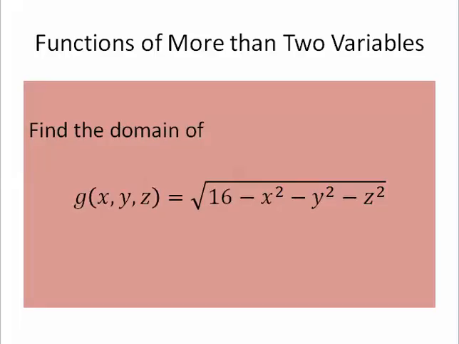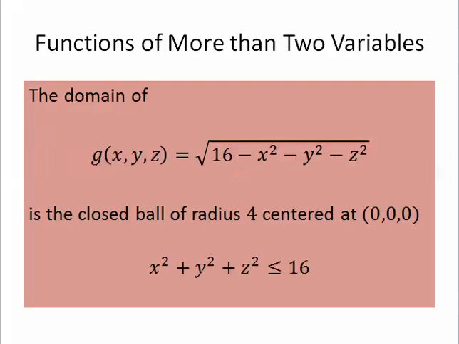Let's find the domain of this function of 3 variables. Again, underneath the radical, it has to be either positive or 0. And so the domain is the closed ball of radius 4 centered at the origin.